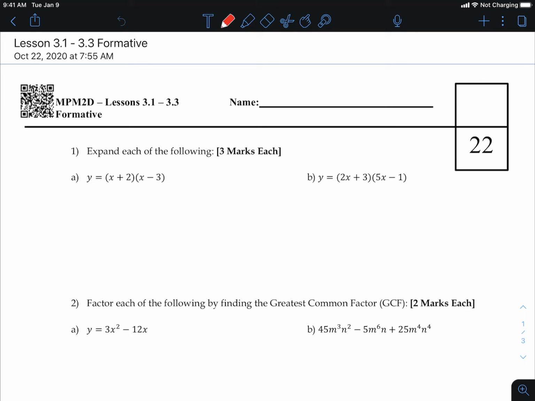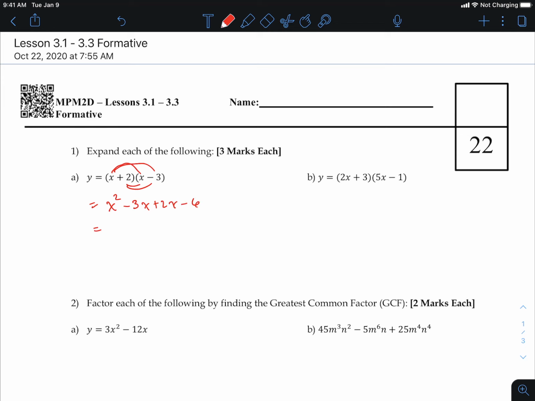Okay, so hopefully we won't spend half the entire period doing this, but 3 marks each for these expansion questions, okay? You can choose. I showed you 3 methods. You can pick any of the 3, okay? In terms of the quickness, I always just choose to do this, right? Okay. First one's x squared minus 3x plus 2x minus 6.